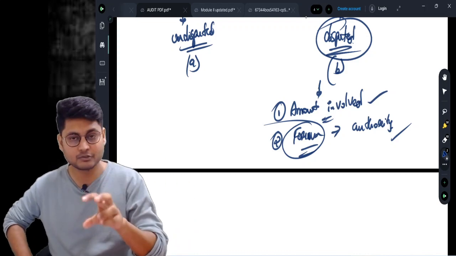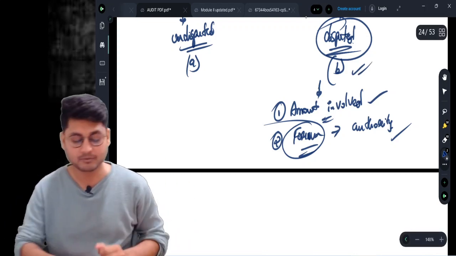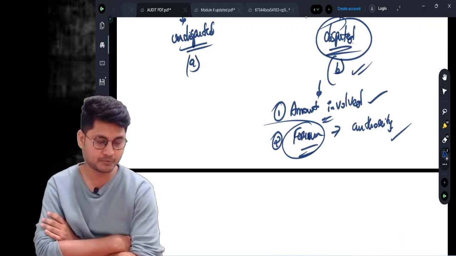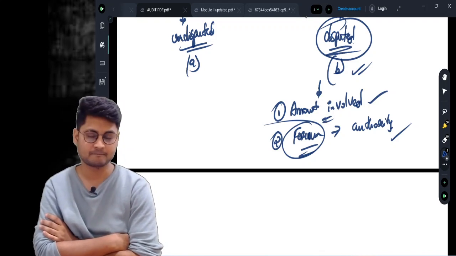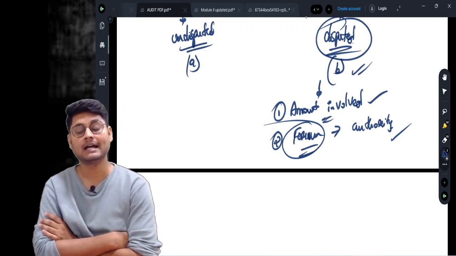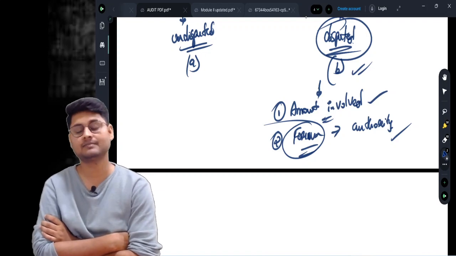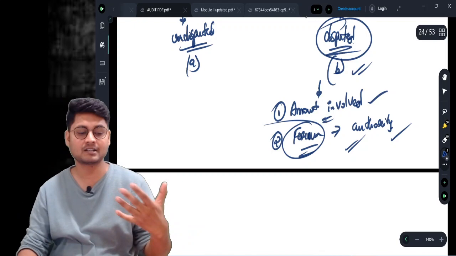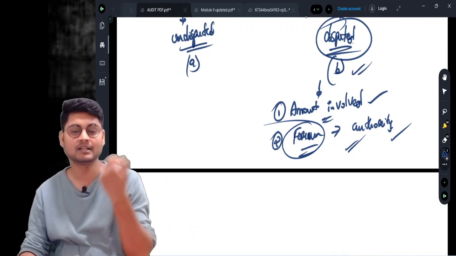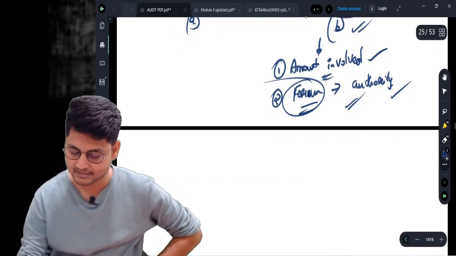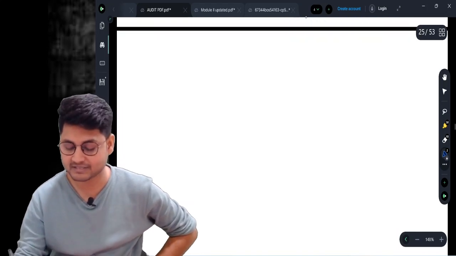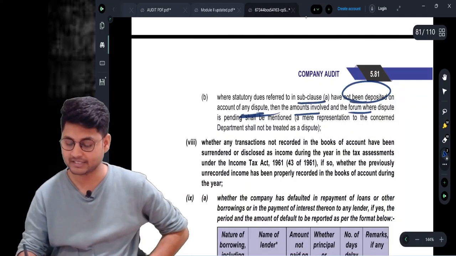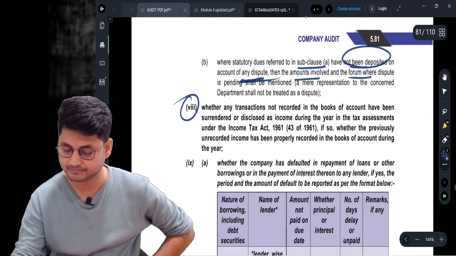Coming to subclause B, it talks about disputed statutory dues. When there is a dispute and you did not pay the amount to the authority, then you need to report the amount outstanding, the amount involved in the dispute. And point number 2, the forum where it is pending, under the authority where it is pending, you need to write the name of the authority. I guess you are clear with this clause, clause number 7. Come to clause number 8.